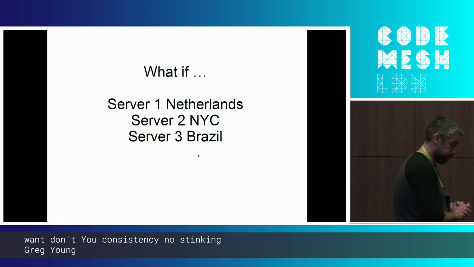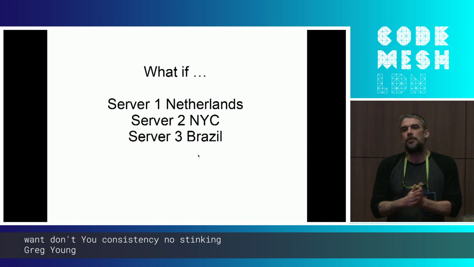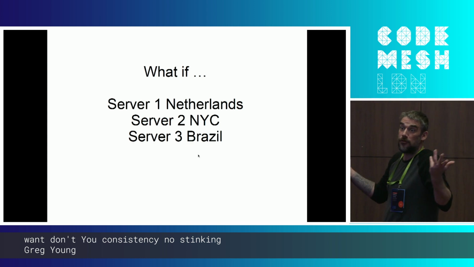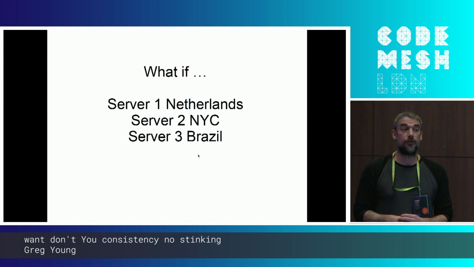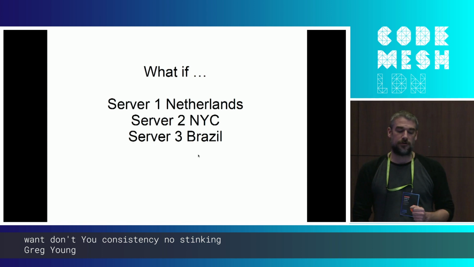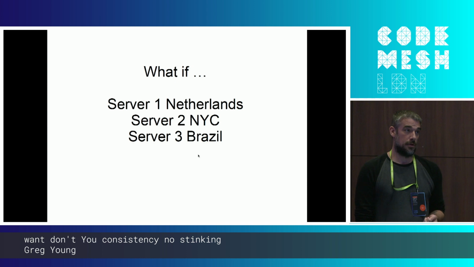This is common. And this is one of the main places that we end up having to give up on consistency. We are geographically distributed. I want to be able to have a server sitting in Brazil, another in New York City, and another in the Netherlands. The speed of light becomes a problem.